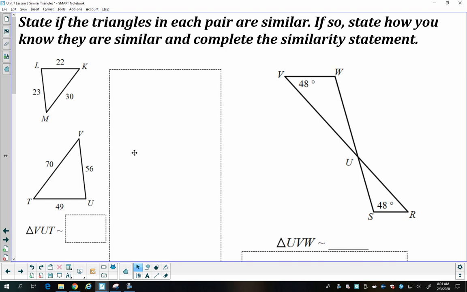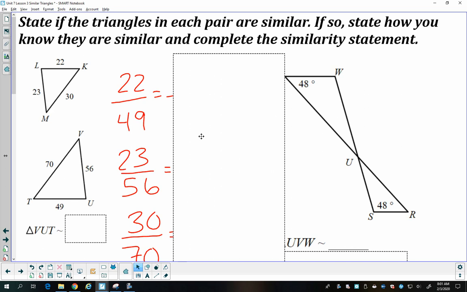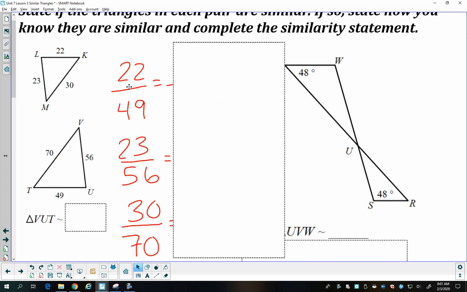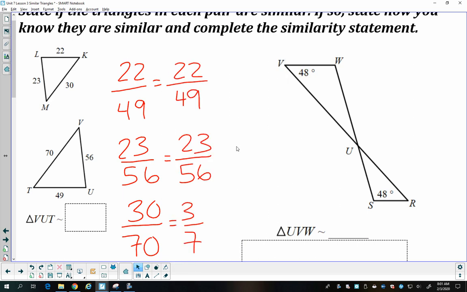So I'm going to write the ratios of the sides that correspond. So small to small, large to large, middle to middle. And then I'll simplify these fractions if possible. These two I can't simplify. The last one's 3 over 7. None of these are the same. And so these two triangles are not similar.